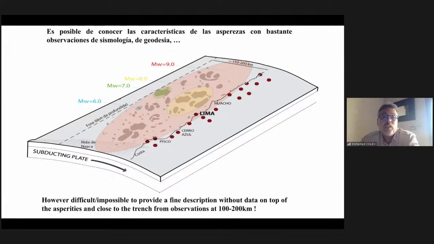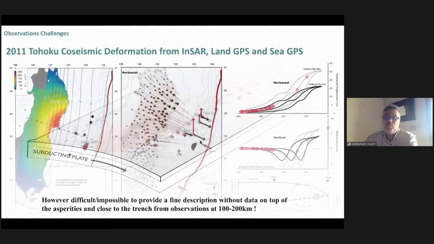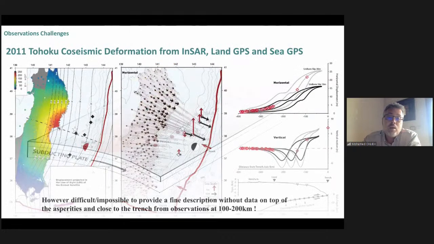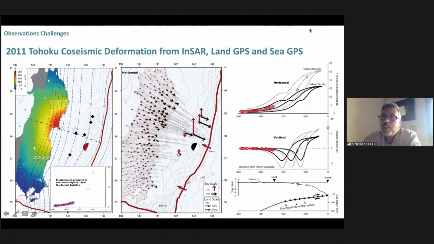So it is important to keep that in mind. The density of observation here is relatively important, but so is the deployment of seafloor observation, to be able to give a better resolution of all that. One example of that is the Japanese earthquake.